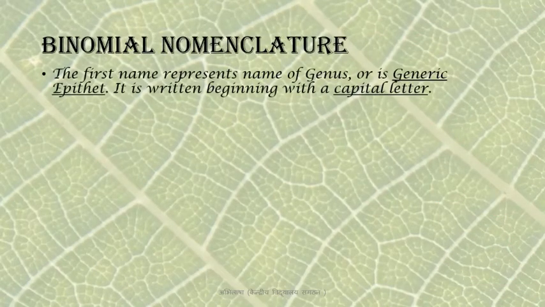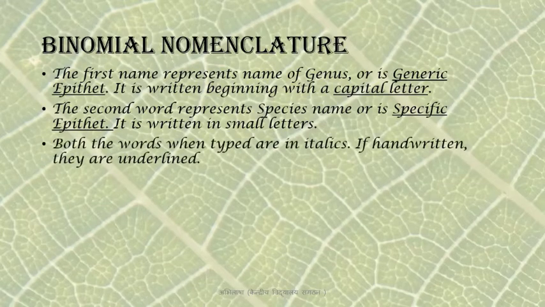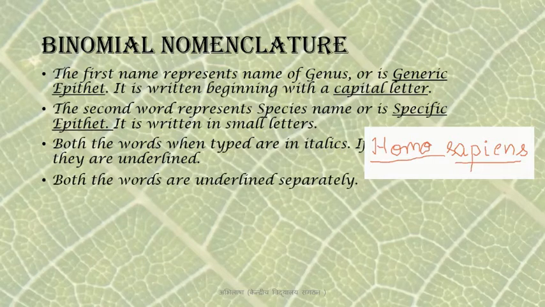The first name represents the name of the genus or is the generic epithet. It is written beginning with a capital letter. The second word represents the species name or is the specific epithet. It is written in small letters. Now both the words when typed are in italics, and if handwritten they are underlined. Both the words are underlined separately.